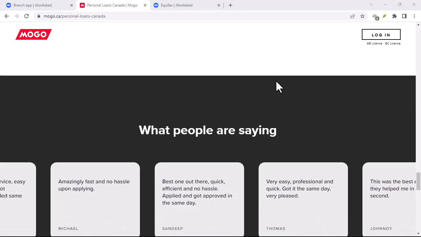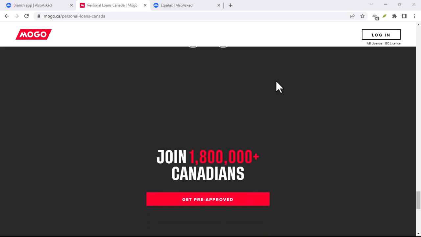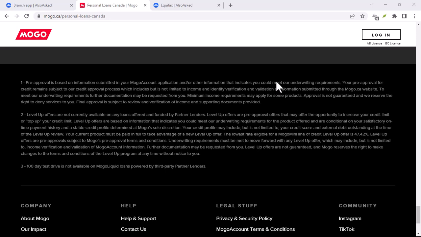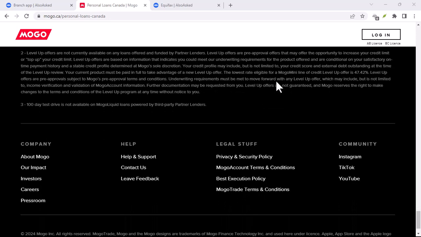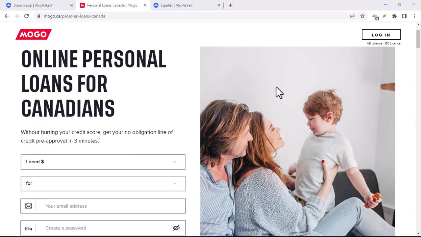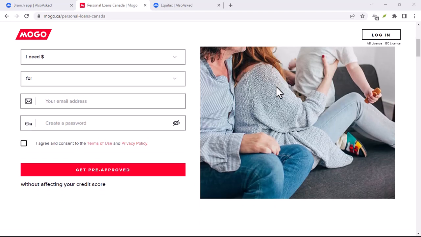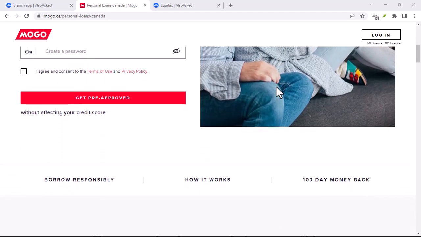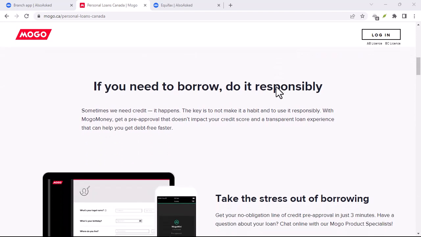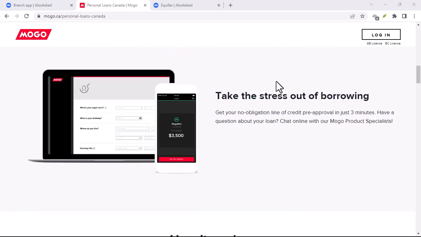Now that we have a basic understanding of interest rates, let's talk about Mogo's interest rates. Mogo offers a variety of personal loans, including unsecured loans and secured loans. Unsecured loans are not backed by any collateral, while secured loans are backed by assets such as a car or a home. Mogo's interest rates for unsecured loans range from 5.99% to 36.99% APR. The interest rate you'll be offered will depend on your credit score and other factors.